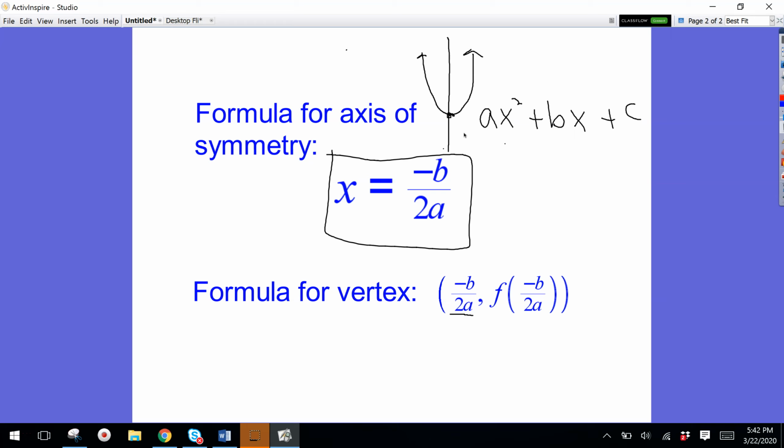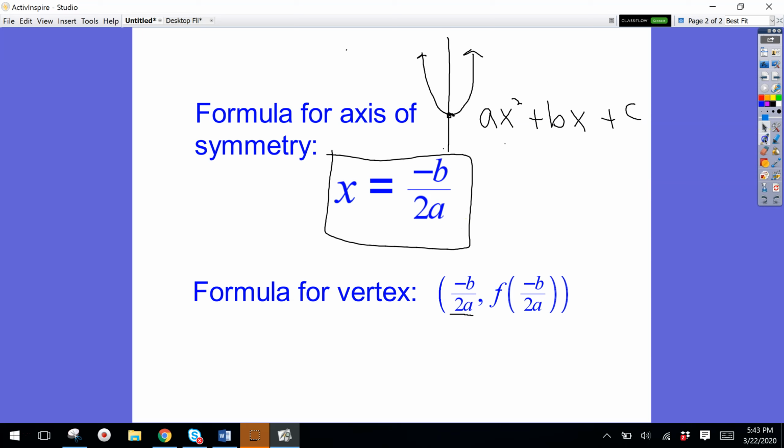So the first thing that we need to write down in our notes, that is going to become very important, is the formula for the axis of symmetry. The axis of symmetry is the line that cuts this graph in half. So it's really important that we get that first. And the formula to get that is going to be negative b all over 2a.